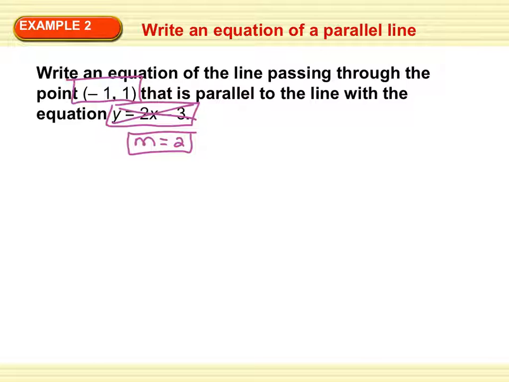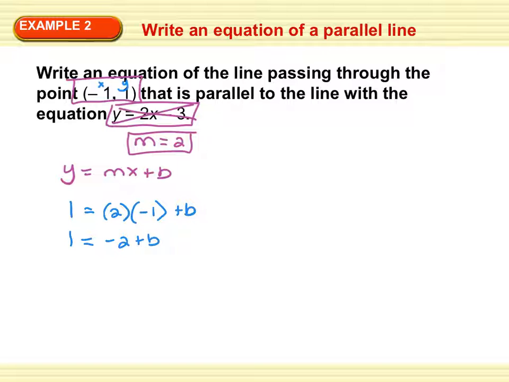I'm actually going to show you 2 ways to do this. One is with y equals mx plus b, where this is going to be x and this is going to be y. So y is 1, m is 2, x is -1 plus b. 1 equals -2 plus b. Solve for b, which is 3. Then I need the b and the m, and I plug it back in.